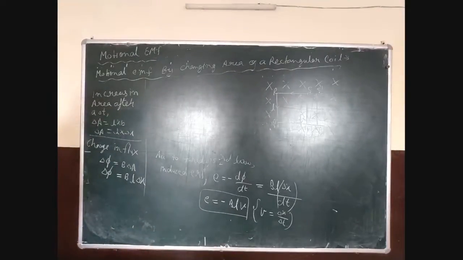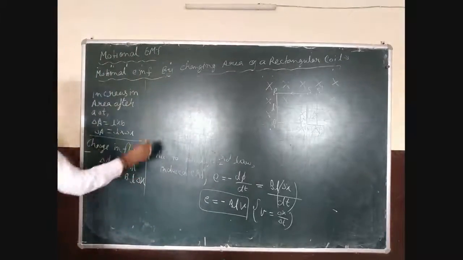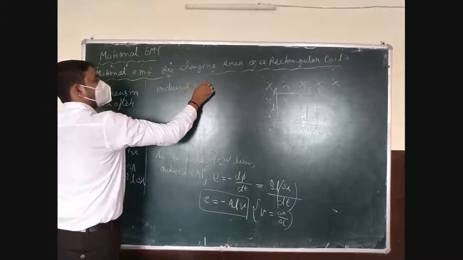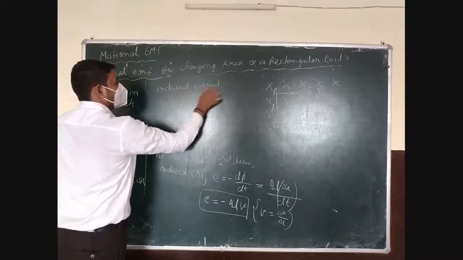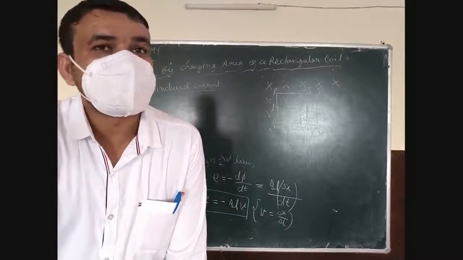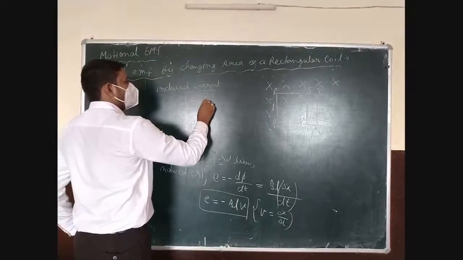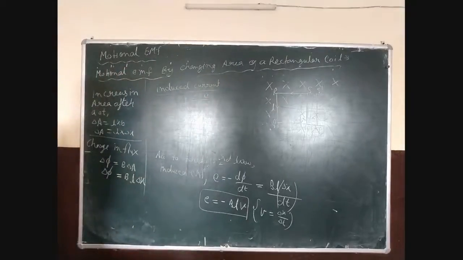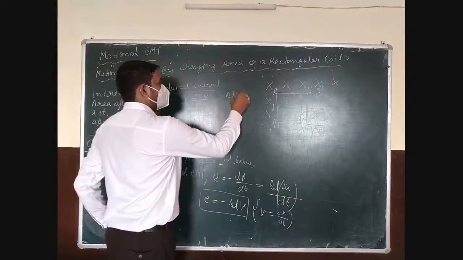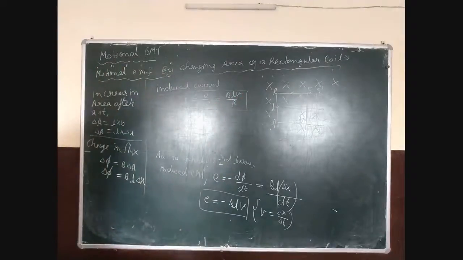Okay. Now, induced current in the coil. If capital R is the resistance of the coil, then the induced current is given by induced EMF upon resistance of the coil, and we have this result equal to BLV upon R. This is the induced current in the coil.